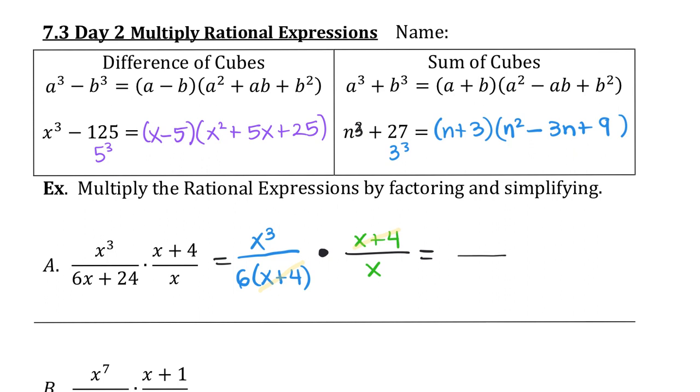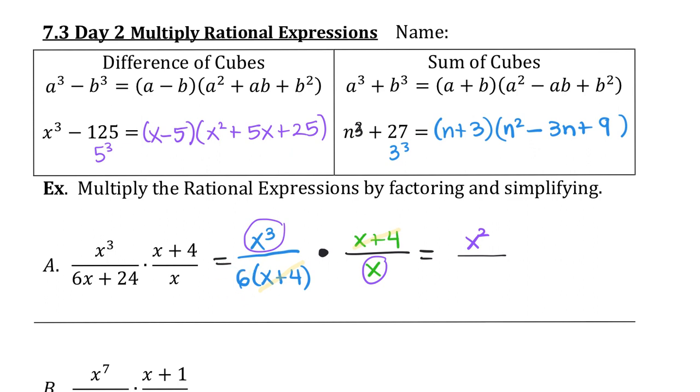Okay, let me see what's left. Now I have a 6 at the bottom and an x at the bottom, and I have x to the third at the top. Since I have x's at the top and the bottom, it means more can be simplified out. If I cancel an x out of the top, this goes down to x to the second, because I did 3 minus 1 and I got 2.